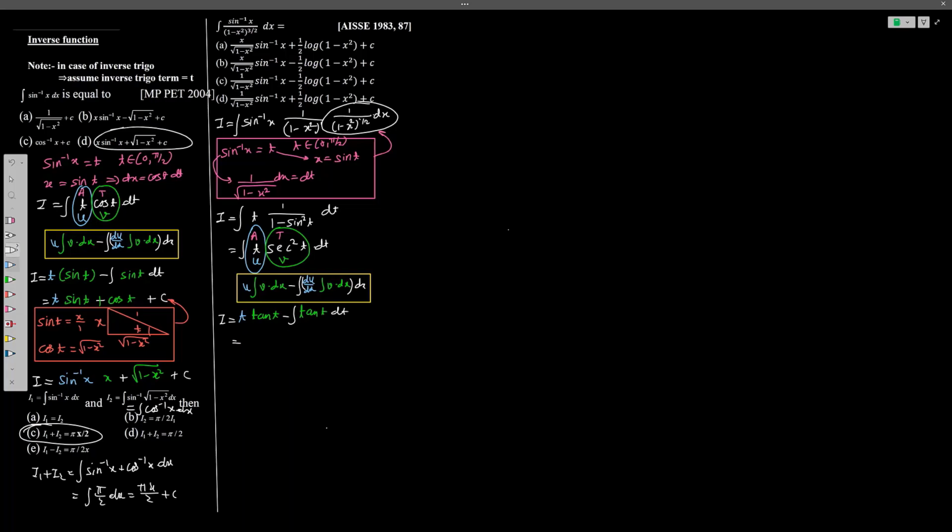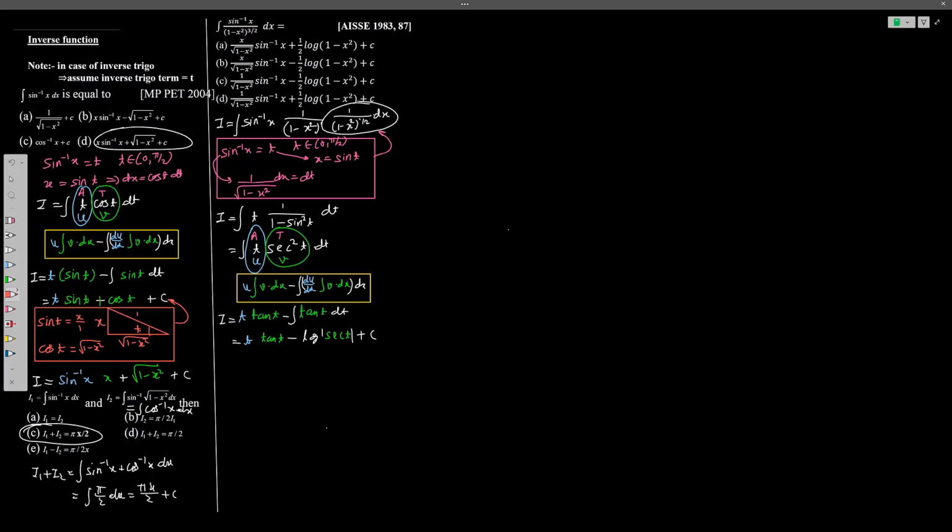Now your first term will be as it is, and integration of tan t is log mod sec t plus c. Trigonometric substitution has been used.